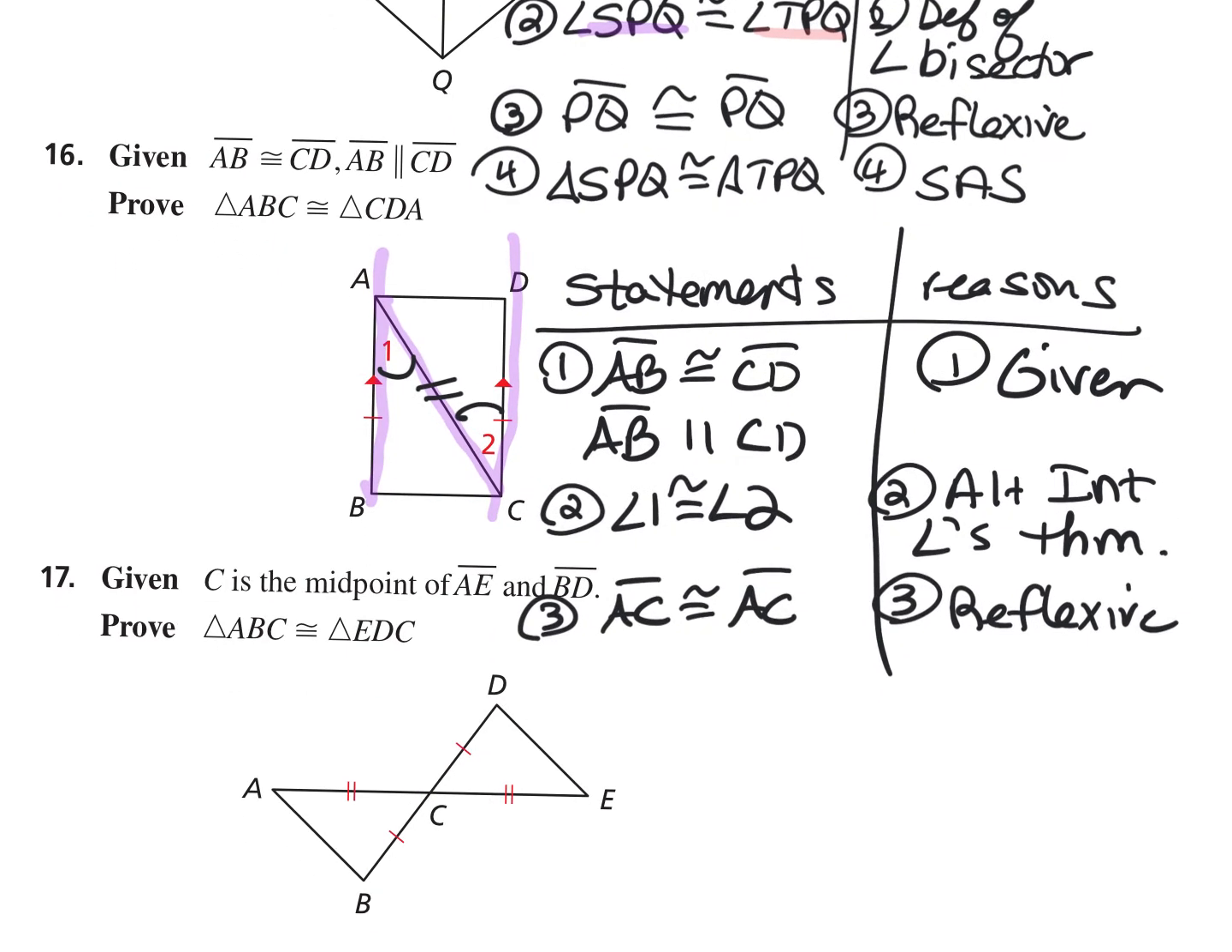And now I've got enough information labeled in my picture. I've got this side that matches with this one. I've got this angle that's marked and it's congruent to this one. And then now the reflexive side in the middle. So again, the angle formed is the included angle. So now I can state what I was trying to prove, that triangle ABC is congruent to triangle CDA, and my reason is side angle side.